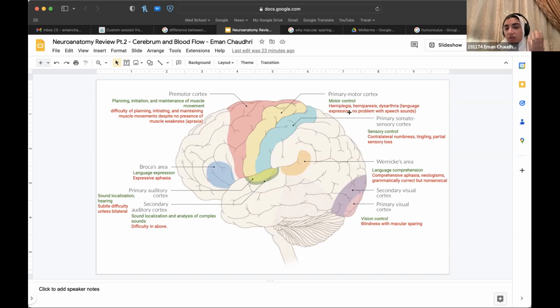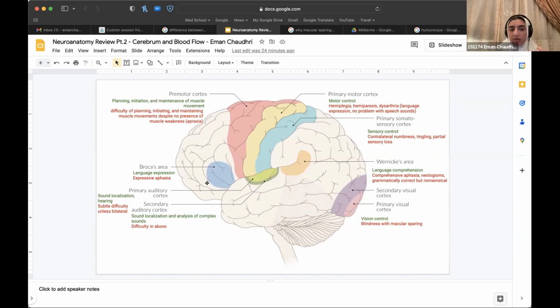so problems in language expression, but no problems in making speech sounds, because remember that the speech sounds also come from other nerves. It's not necessarily the making of the sound, it's the problem of the motor function. You cannot move your mouth in a way to form proper words. So there's a problem in language expression, not sound formation, okay? Then you have the somatosensory cortex, which is sensory control. If it's affected, you're going to have numbness, tingling, or partial sensory loss.